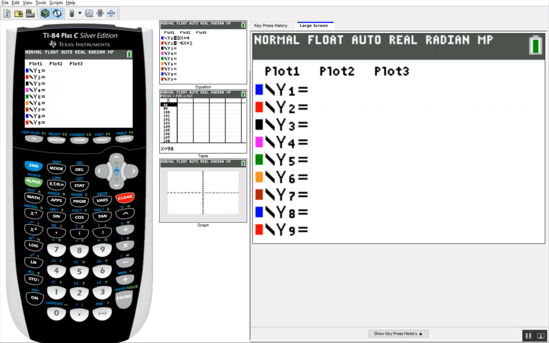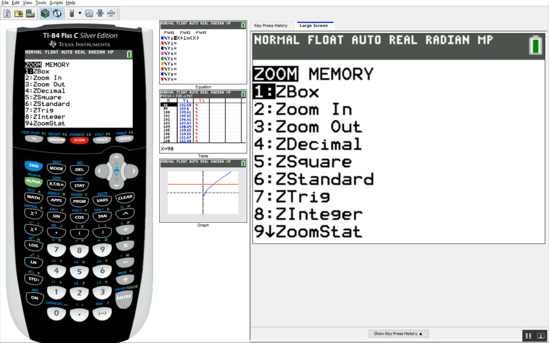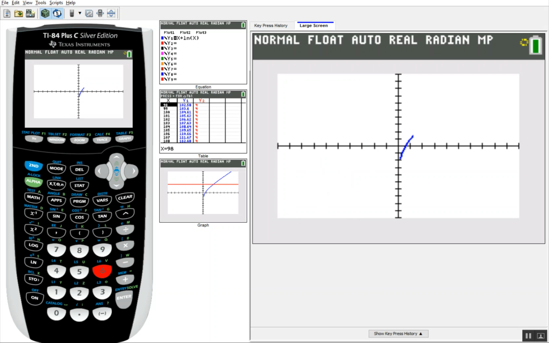So first we're going to punch in x plus natural log of x. And then for the second function, we're just going to punch in 4. And we're going to go in and graph. Let's set our zoom and make sure we're on our standard zoom here before we do anything. And notice that it just actually even regraphed it for us. And notice that the two functions do intersect.